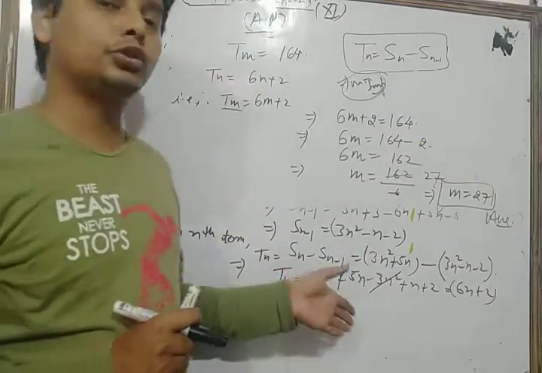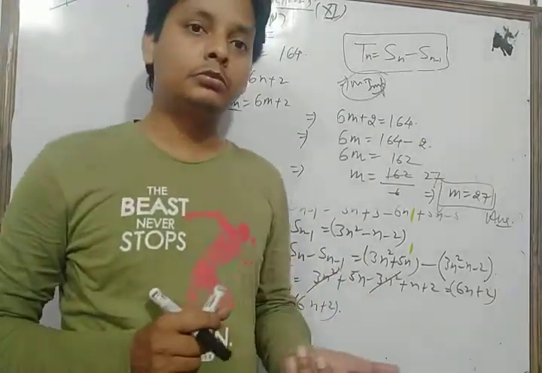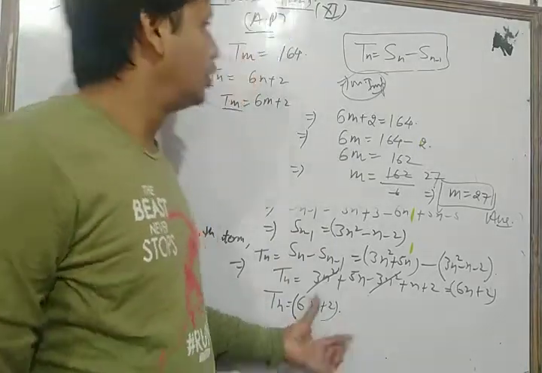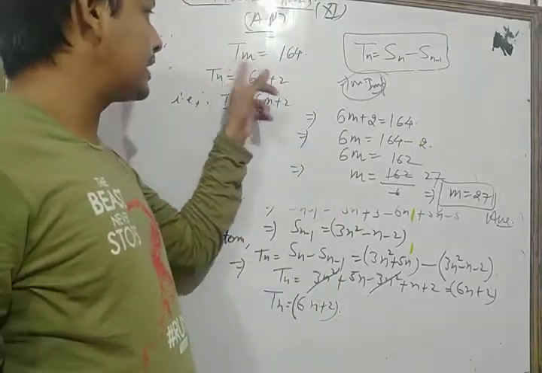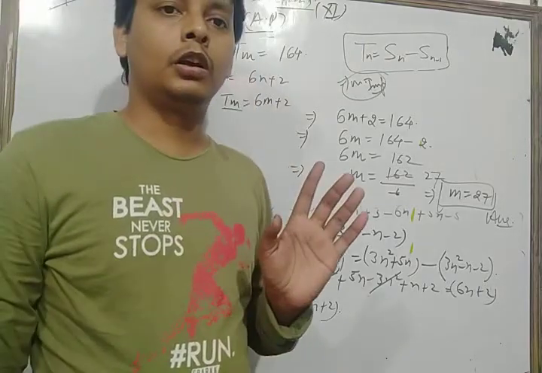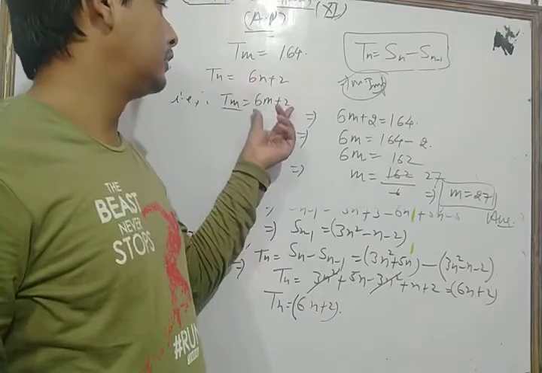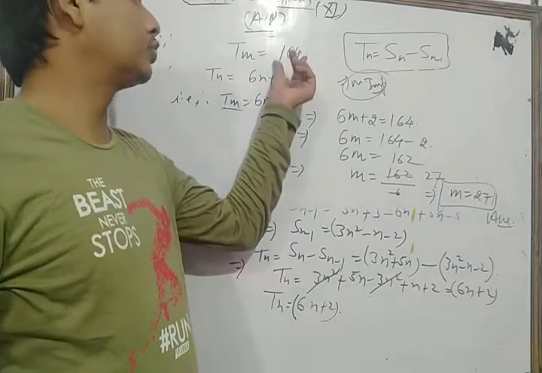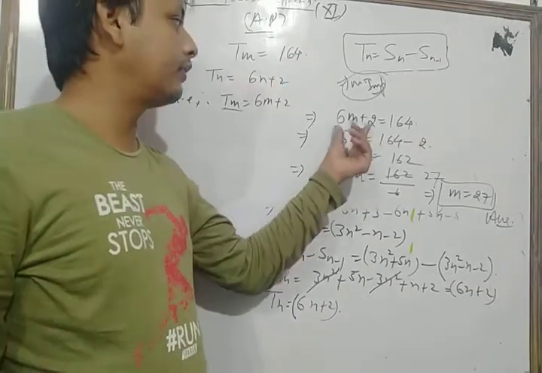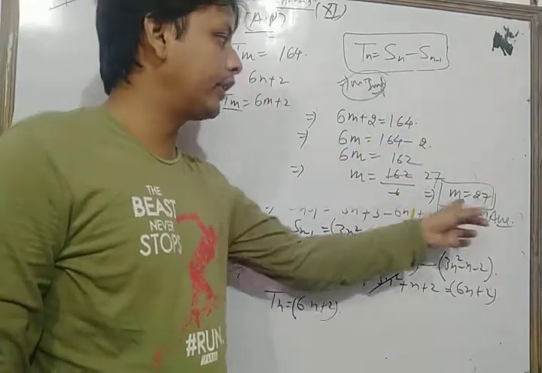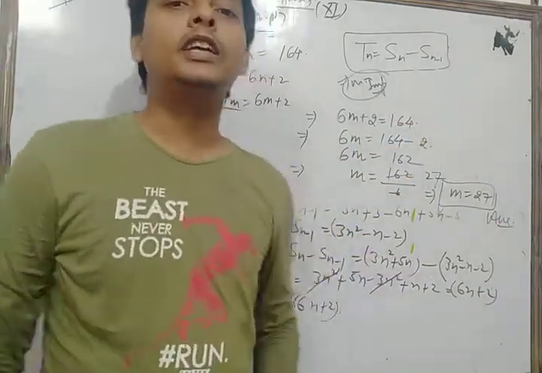After that, in the question we have its mth term. Suppose we find the nth term of this AP is 6n + 2. Then we just replace n by m to get its mth term, 6m + 2, and it is also given as 164. So we have 6m + 2 is equal to 164. After solving this equation, we get the value of m as 27.